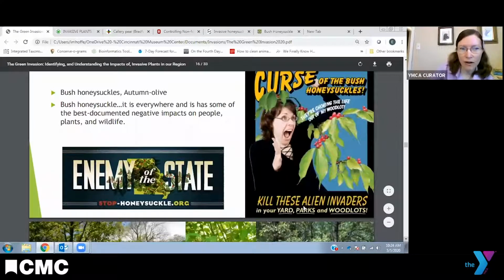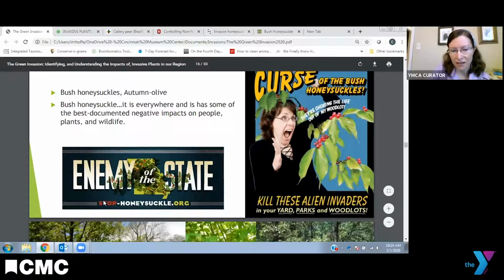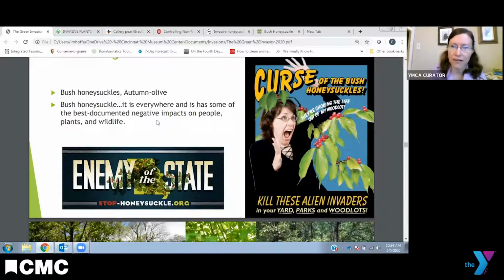They're not quite as common there as they are here yet, so they're making extensive efforts to get people to protect the forests by killing these invasive bushes when they find them. They also have a bumper sticker that says enemy of the state. It's stophoneysuckle.org. You follow that and it'll tell you how to remove it and what impacts it has, etc. So it is very, very common in our area.